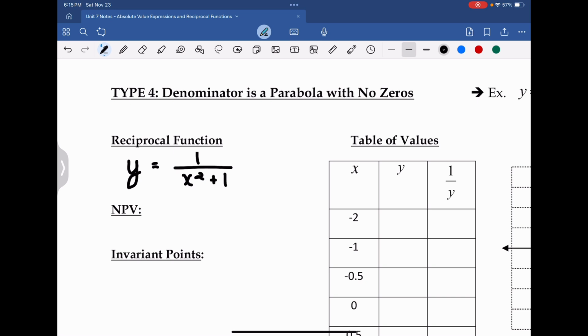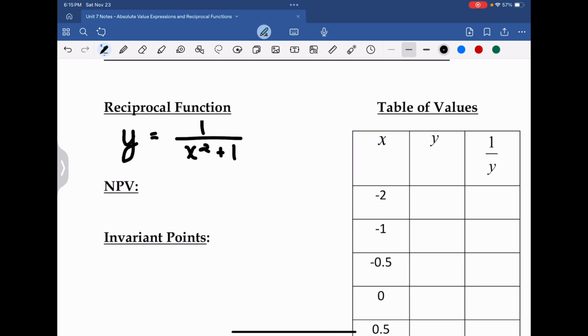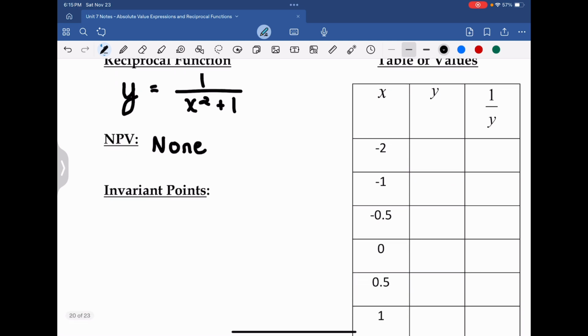Now, in this situation, are there any MPVs? No, because there's nothing that would cause the denominator to become 0, because it's a squared value, and a squared value is going to make sure that there's no negative that would cancel this 1. So we actually have no MPVs. Okay, interesting. The first time we've had that.